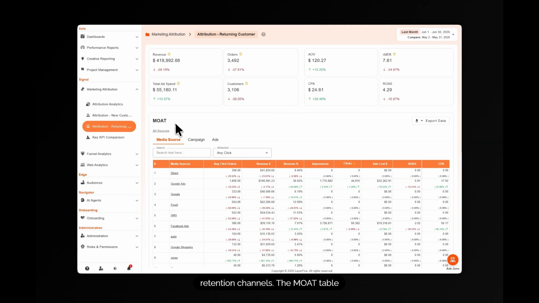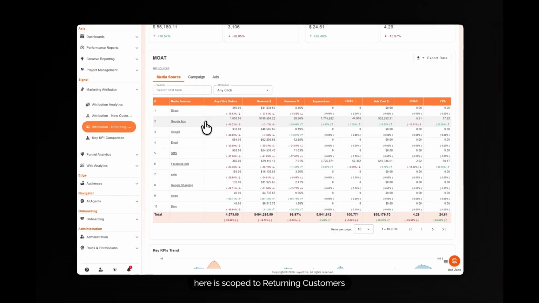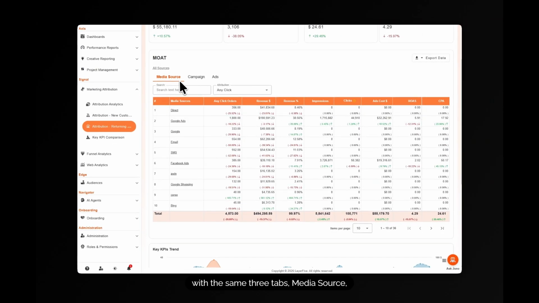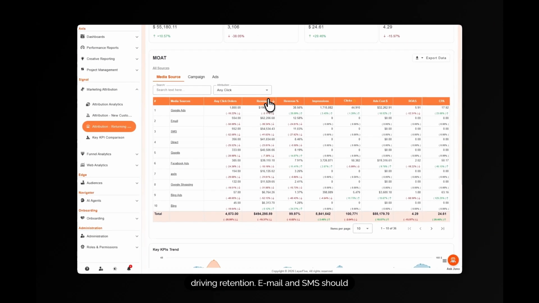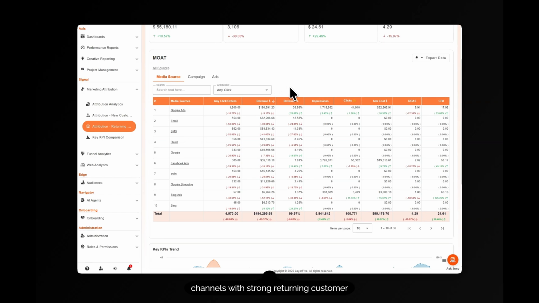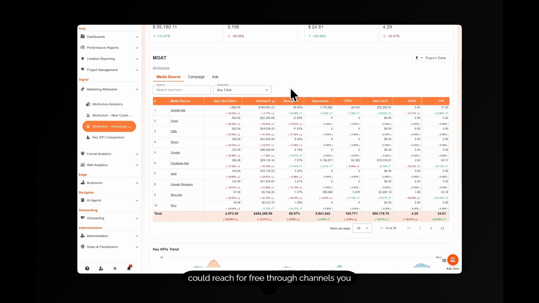The moat table here is scoped to returning customers, with the same 3 tabs: media source, campaign, and ads. Use it to check whether the right channels are driving retention. Email and SMS should usually be near the top, since they're owned channels with strong returning customer performance. If paid social or Google ads is carrying a big share of your returning customer revenue instead, you might be paying to reacquire people you could reach for free through channels you already own.